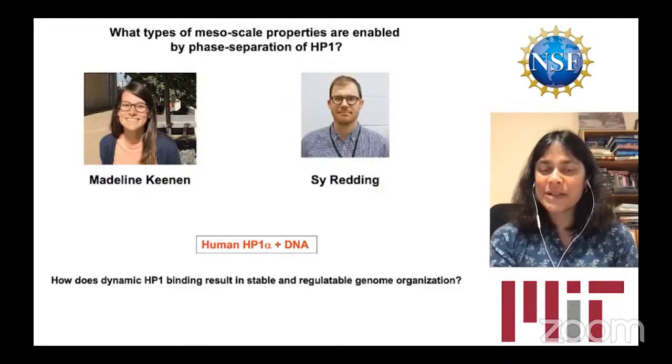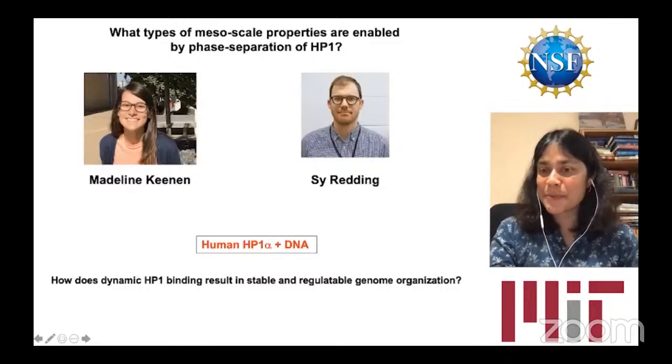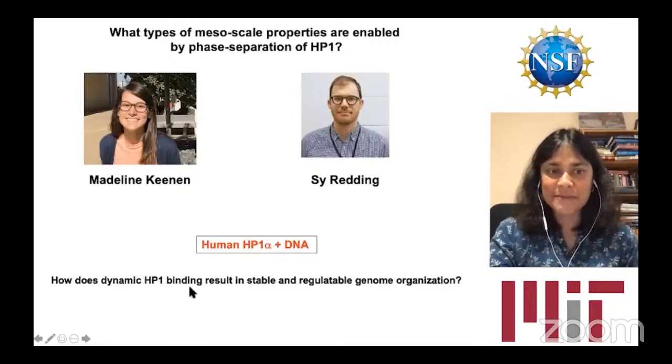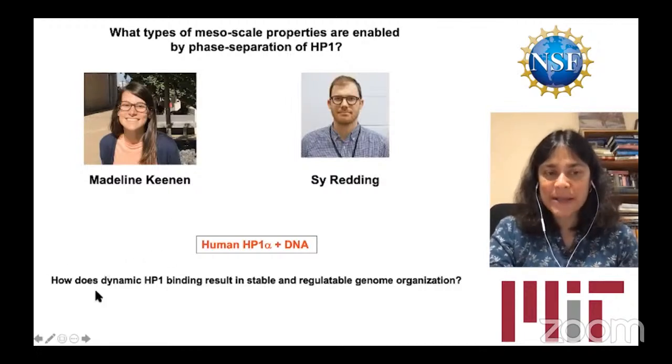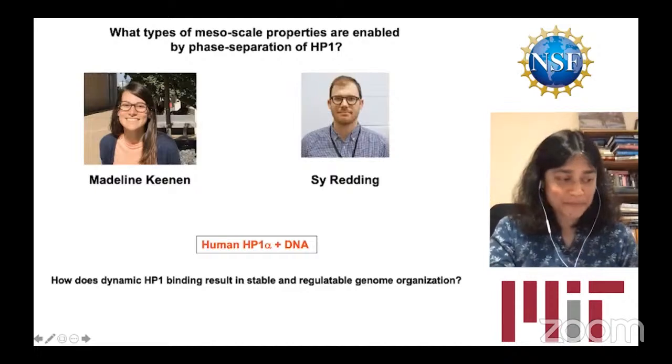And as you will hopefully see, even in the simple two-component system, we are uncovering unexpected properties of HP1-DNA phases. And underlying a lot of Madeline's questions was this basic biological question, which is, how does dynamic HP1 binding result in stable and regulatable genome organization?